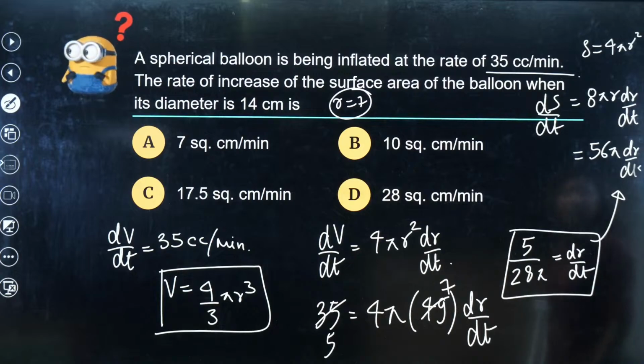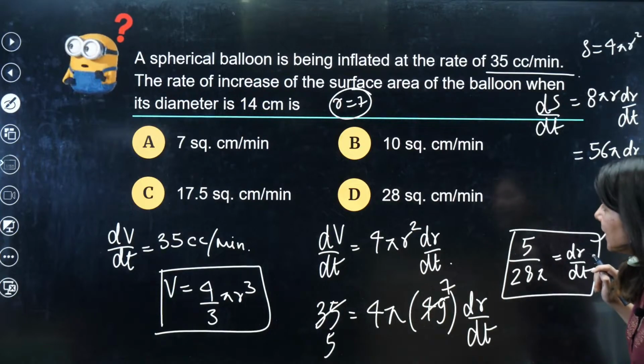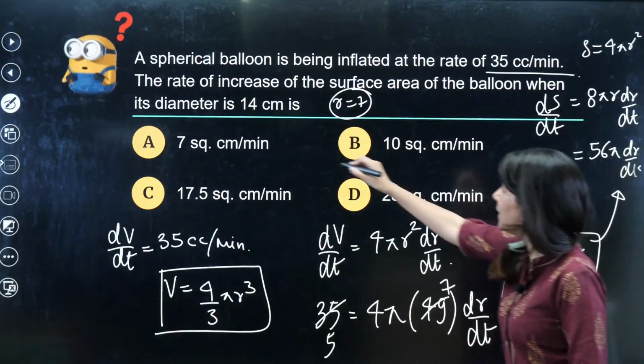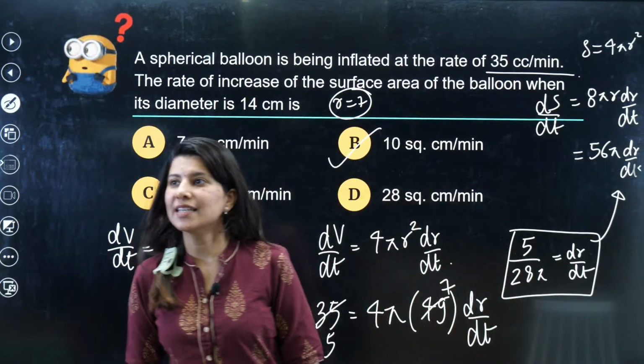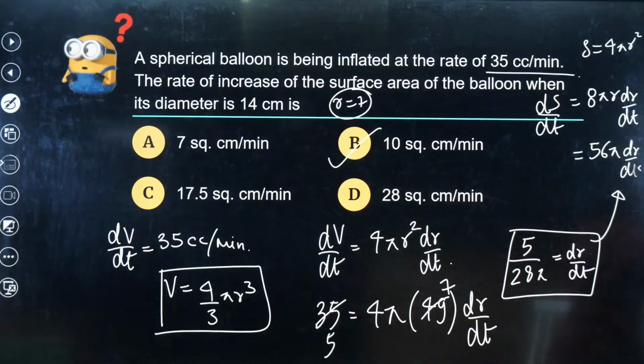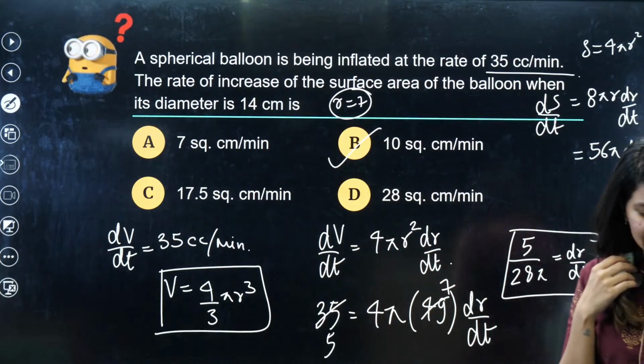Now you can plug in the value of dr by dt over here to get the final answer. Who is going to tell me the value of the final answer? So this is going to be 10. Clearly the answer is nothing but option B, 10. The moment you put it in, 10 will be your answer. Who is going to tell me? Yes, Sanjay, absolutely right.